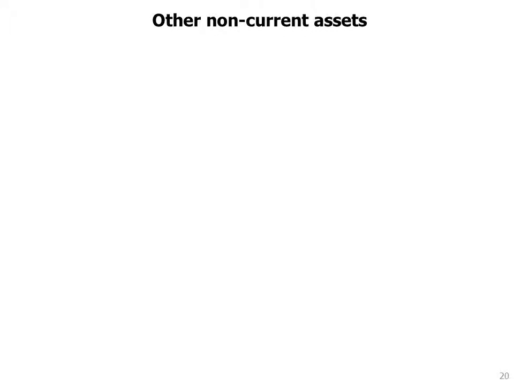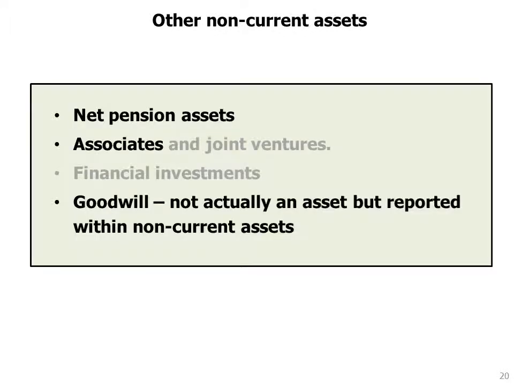So we'll look at some other non-current assets. So I'm going to look at net pension assets, associates, and goodwill. Goodwill is not actually an asset, but it is reported within non-current assets. I'm not going to spend time on joint ventures or financial investments.